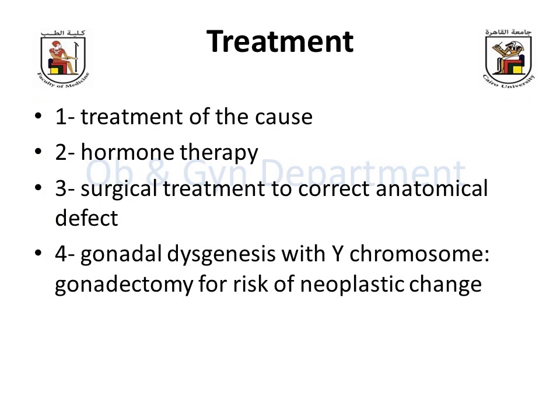Then treatment of delayed puberty: treatment of the cause, hormonal therapy for cases of hypogonadotrophic hypogonadism that are in need of hormonal replacement or hormonal therapy, surgical treatment to correct anatomical defect if it is normogonadotrophic hypogonadism due to presence of Mullerian dysgenesis, or gonadal dysgenesis with presence of Y chromosome.